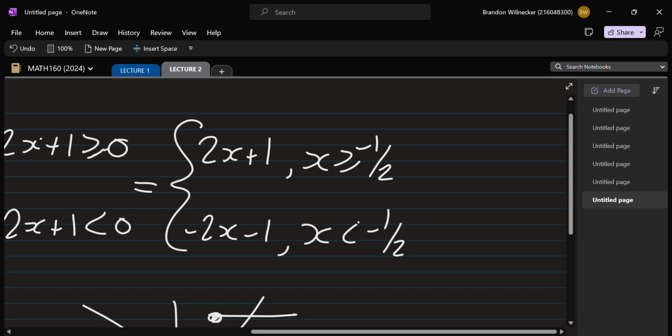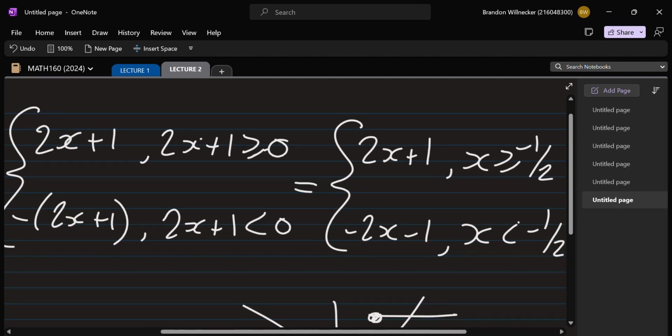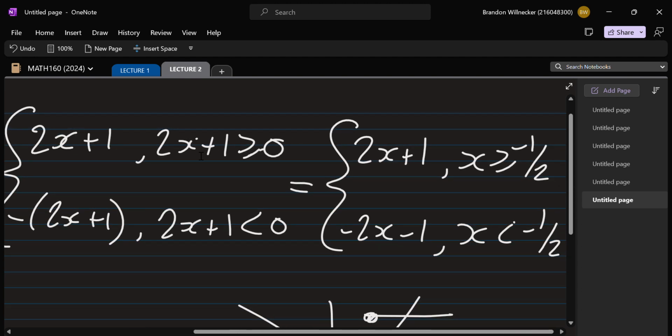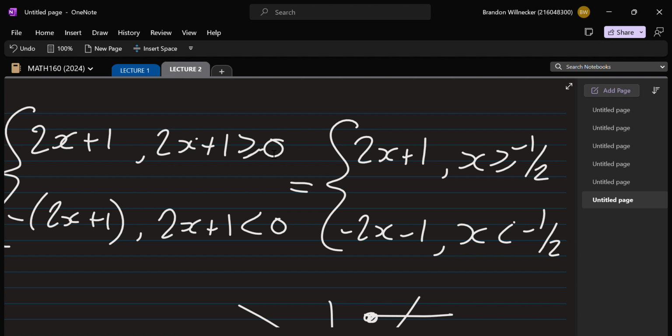Okay, so over here, let's just go back a little bit. So here we had this expression, 2x plus 1 greater than or equal to 0. We want to solve for x. Why do we want x? Because x is the domain. The x values are the domain. So a little bit of rearranging, we get that.